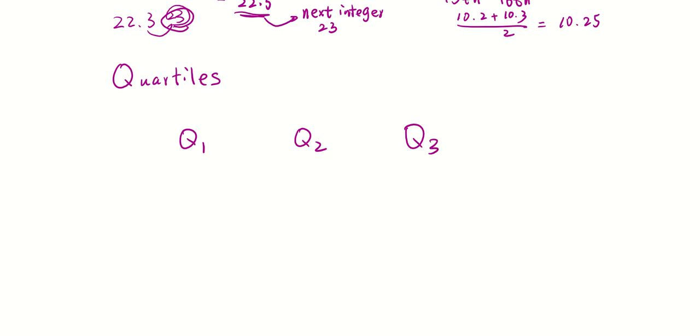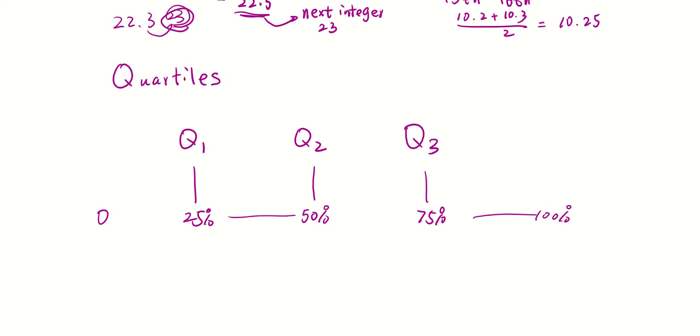So you have the bottom 25%, right? So it's from 0 to 25%. And then you have from 25% to 50%, that's Q2. And from 50% to 75%, that's Q3, right? So Q1, Q2, Q3 divides all your data values into 4 groups.